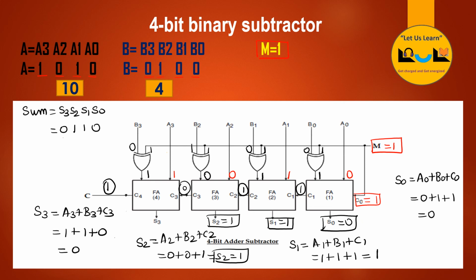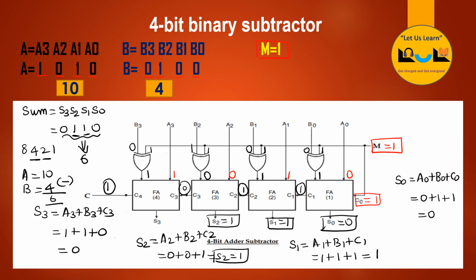So finally, if you find the decimal value for this according to 8421, that is 4-bit, so here 4 and 2 is there. So the decimal value of this is 6. So we can cross check. The decimal value of A is 10 and decimal value of B is 4. If you subtract 10 minus 4, we will get 6. So the obtained answer is correct.